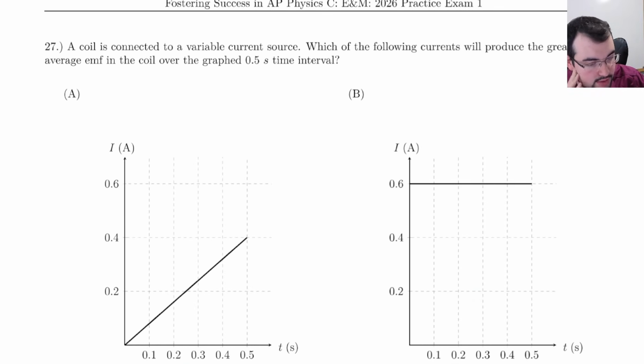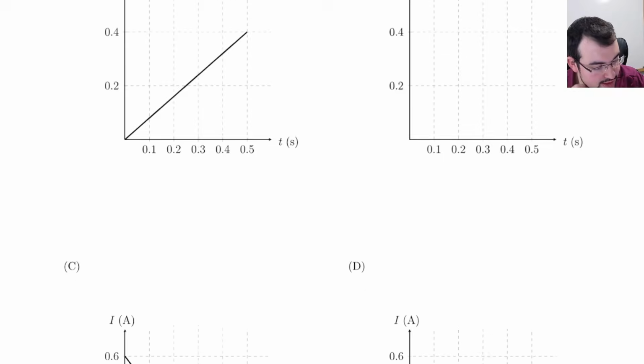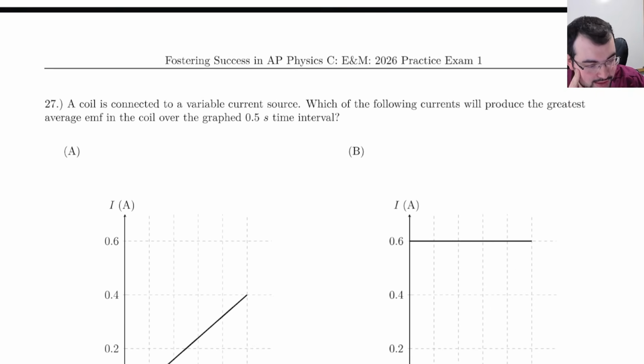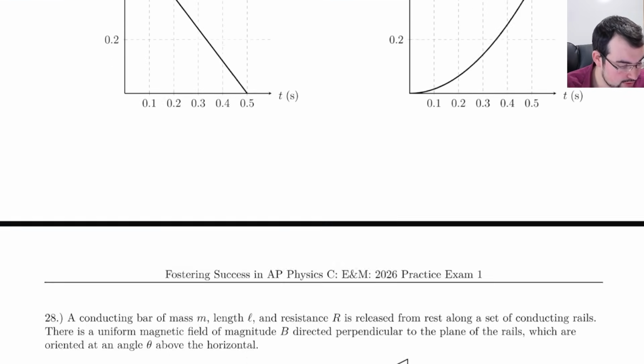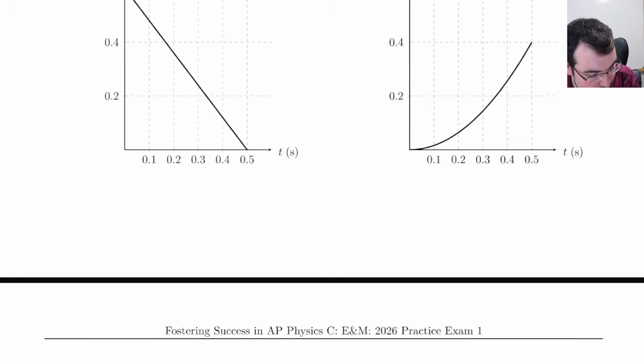27. A coil is connected to a variable current source. Which of the following currents produces the greatest average EMF? So remember that if you have coils and EMFs, this is about inductors wagging their fingers. Oh no, you're not changing the current through me. So our relevant formula is that the EMF produced by an inductor is proportional to dI/dt. So we're looking at the rate of current change.